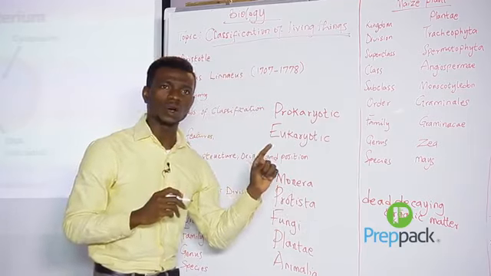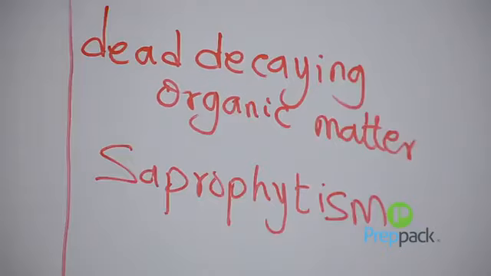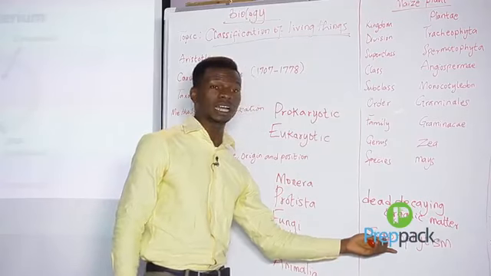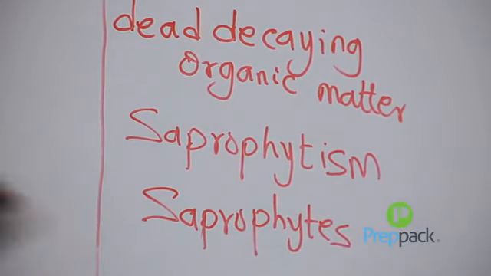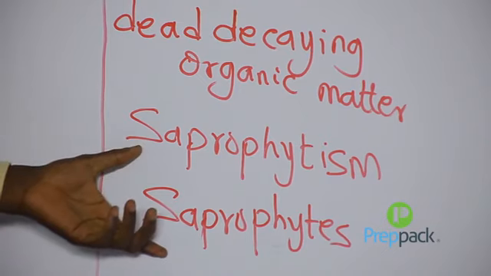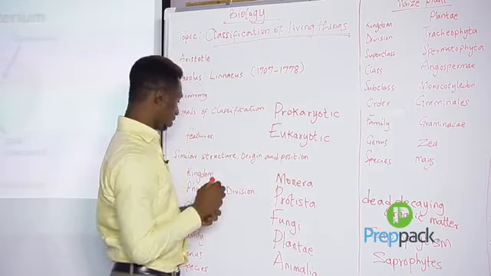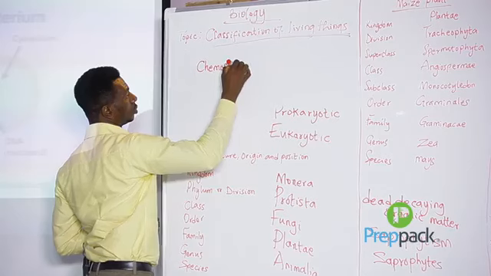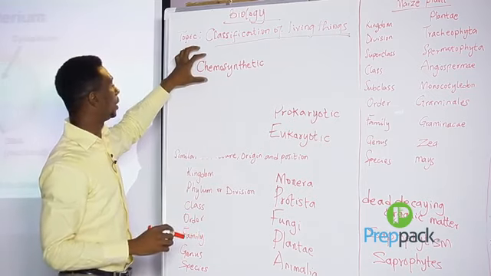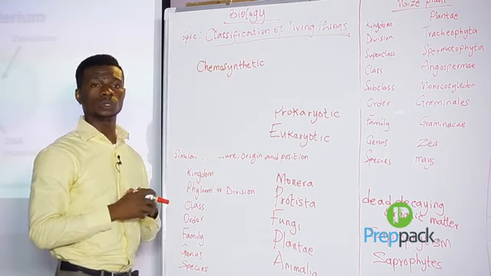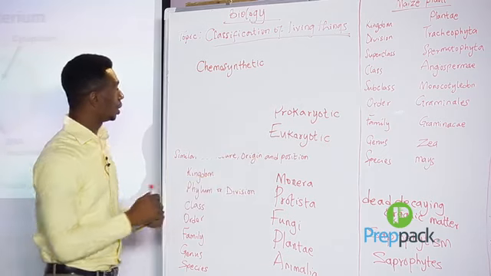And that feeding process is called saprophytism. The organisms that behave in this manner are called saprophytes. This simply means that it is safe to conclude that some bacteria are saprophytes, while others are chemosynthetic, meaning that they are able to utilize some elements in organisms to manufacture their own food. Chemosynthetic.